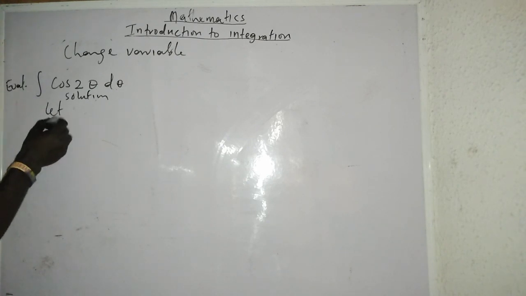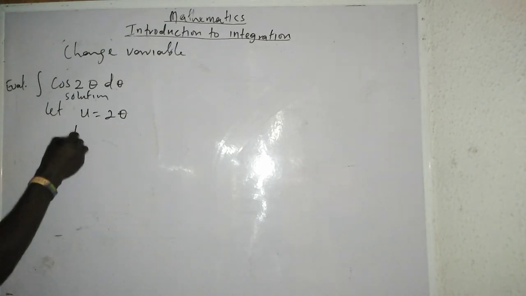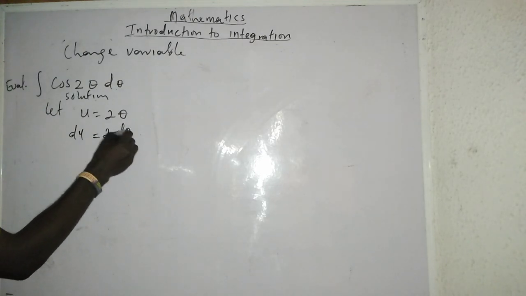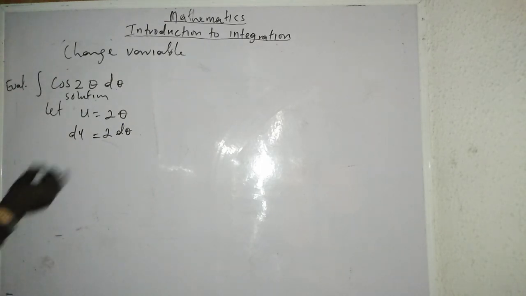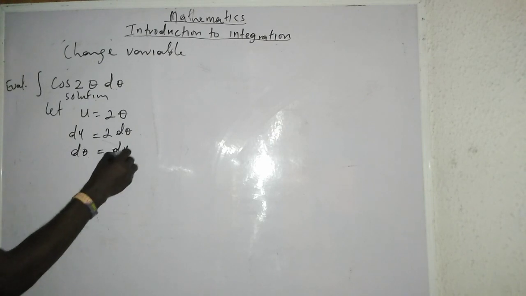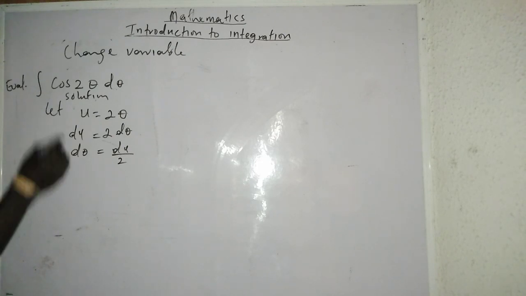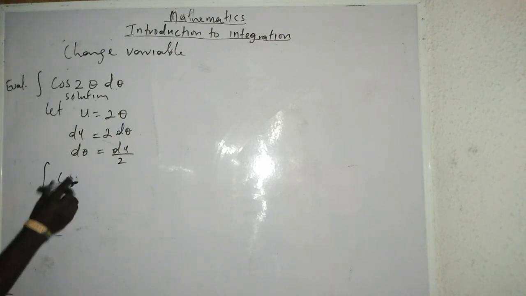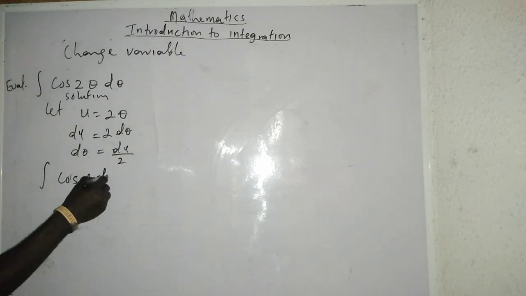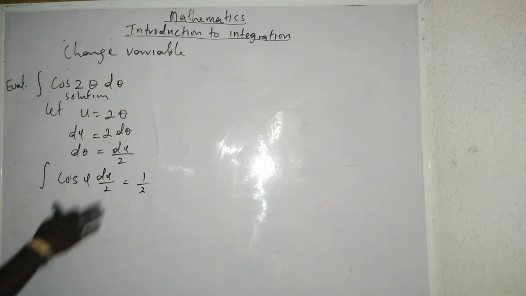Now, let u equal 2 theta. Then du equals 2 d theta. Now, it means my d theta can be equal to du over 2. Now, I can come back to my integral, which I have cos u, and my d theta is du over 2. I can bring out 1 over 2, because it's a constant.